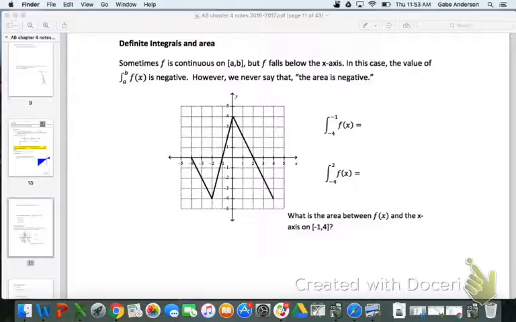Hey guys, if at any point any of these concepts doesn't make sense, you've got to say something. But let's read through this together. Sometimes you'll have a function that you're finding the definite integral of, but part of it is going to be below the x-axis, and so it's like, what do you do with that? So let's talk about that.